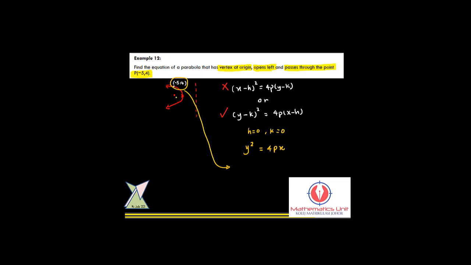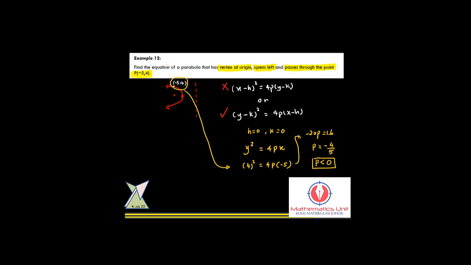We will automatically obtain the value of p. Here it is given open to the left, so it means p should be a negative value. So let us verify that we get p negative by substituting y as 4, and this is 4p times negative 5. So from here, we get negative 20p equals 16. So p equals negative 4 over 5, which is true: when p is less than 0 for the formula y in the squared form, the graph will be open to the left.